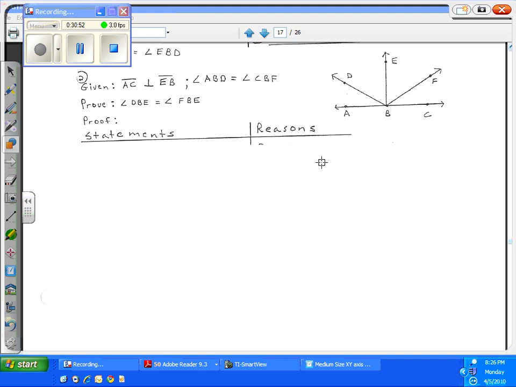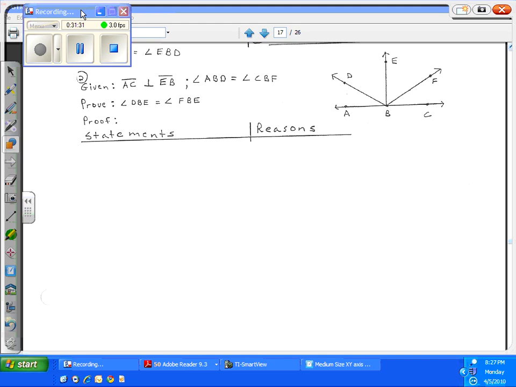What we're going to do here is we're just going to white out all of this. And we're going to do the entire proof from scratch. Okay. Now, it could have had a statement, given that AC is perpendicular to EB and angle ABE is equal to angle CBF, prove that angle DBE is equal to angle FBE. And that's all it could have given us.